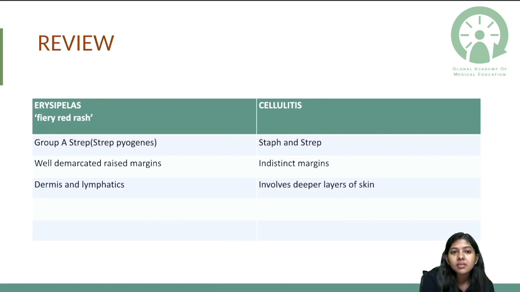Erysipelas involves the dermis and lymphatics, but cellulitis goes deeper into the skin. So you have to differentiate the two. Erysipelas will have well demarcated margins, cellulitis will have indistinct margins. It will not be very clear. And what are the causative organisms? Erysipelas is caused by strep, whereas cellulitis can be caused by both staph and strep. So these are important points that you have to remember.